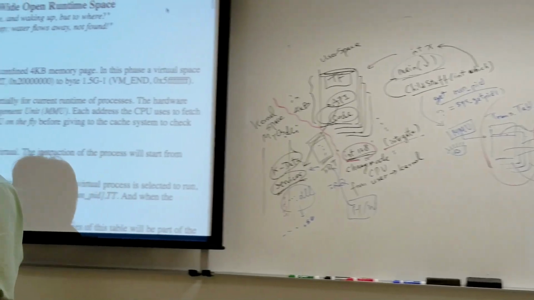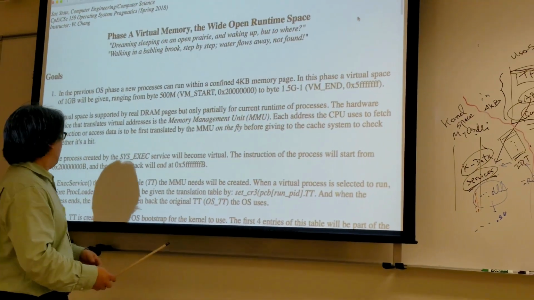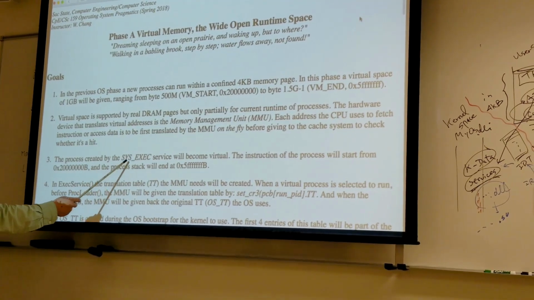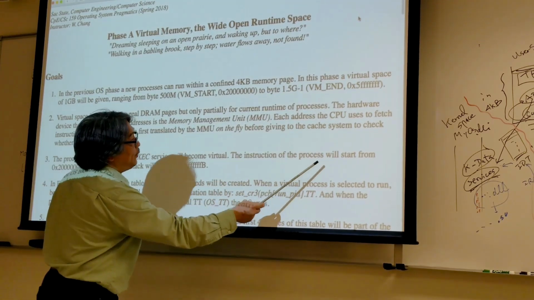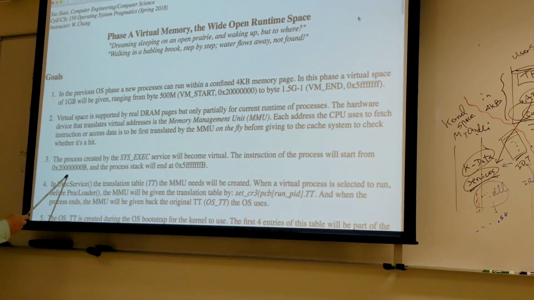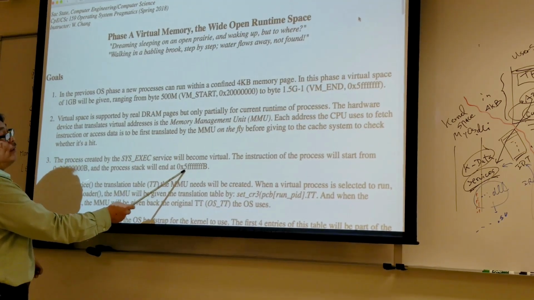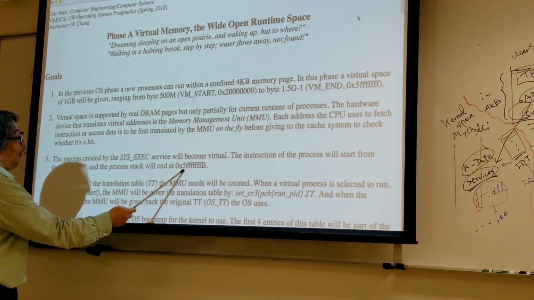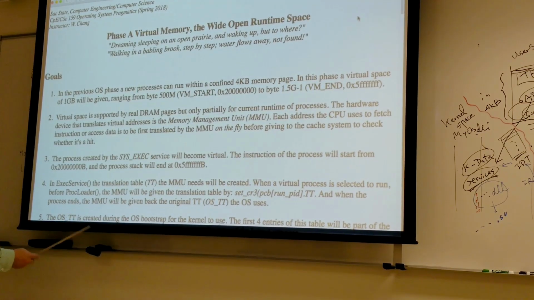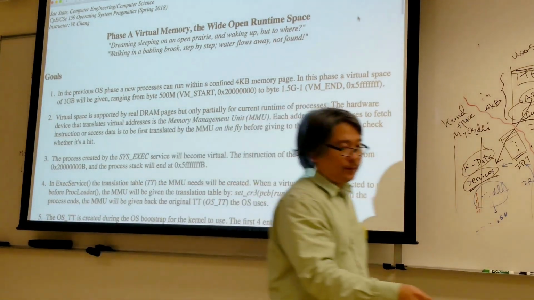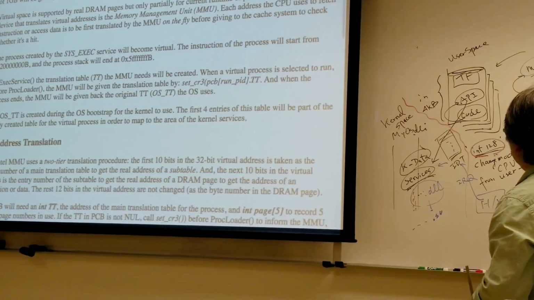All right. So the process created by the exec service will become virtual. The instruction of the process will start from 500 meg, that's the number. And the process stack will end at 1.5 gigabyte minus 1. All right, so you ready to see? Okay.